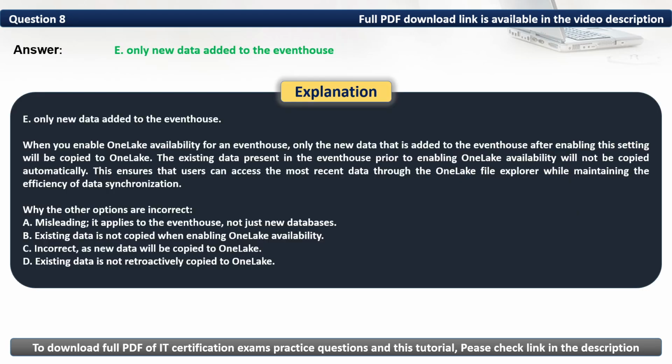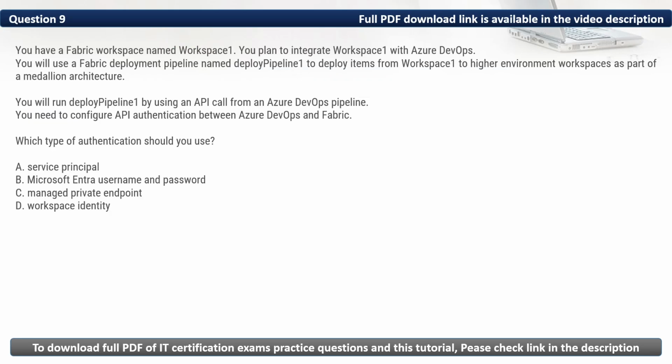When you enable OneLake availability for an event house, only the new data that is added to the event house after enabling the setting will be copied to OneLake. The existing data present in the event house prior to enabling OneLake availability will not be copied automatically. This ensures that users can access the most recent data through the OneLake File Explorer while maintaining the efficiency of data synchronization.